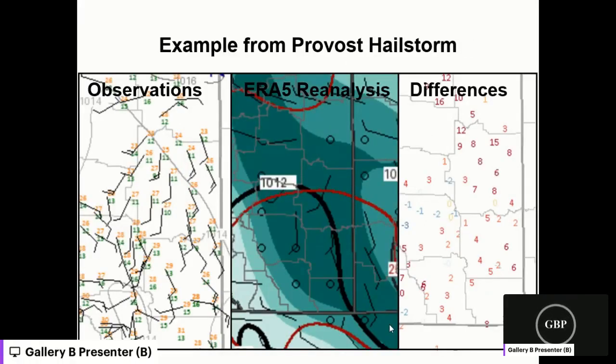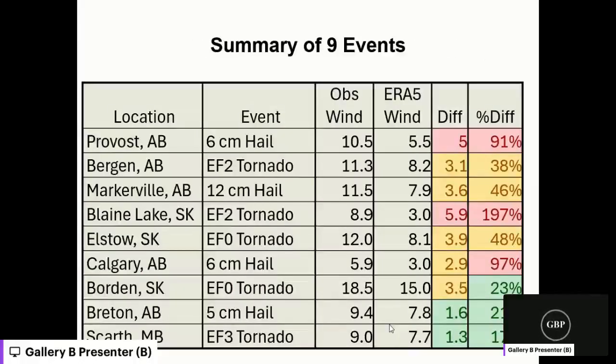And I've just got an example here. The observations from all the weather stations are on the left. In the middle is the reanalysis data, and then on the right is the difference between the two. And you notice how much different the surface wind measurements are from the observations. This is, of course, the worst case that I was able to come up with, but they're quite different. And I've just got a summary of the events here. Some of them were quite different, some of them weren't different, and that's what makes it hard. You can't just multiply it by 2.